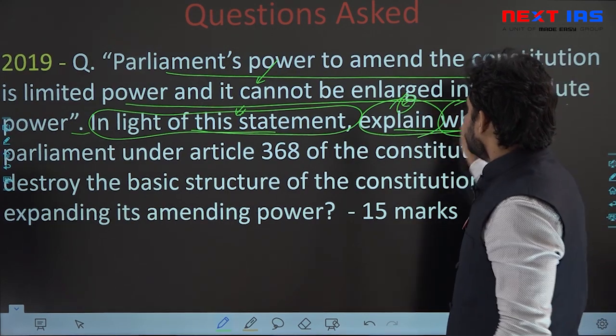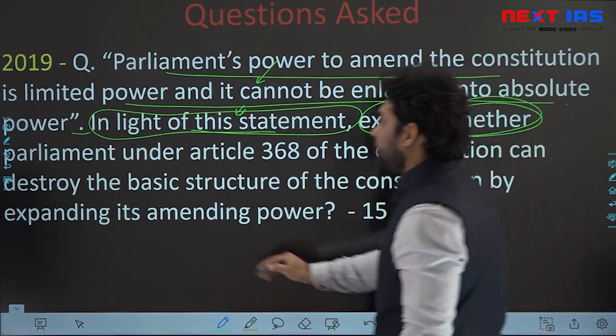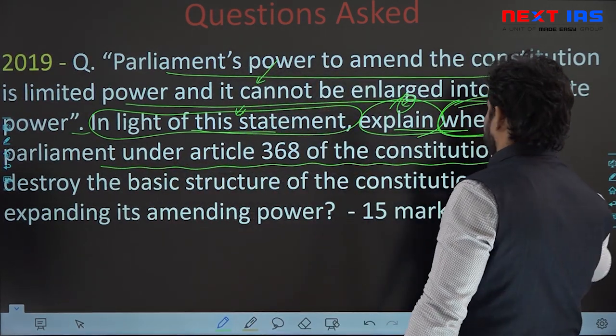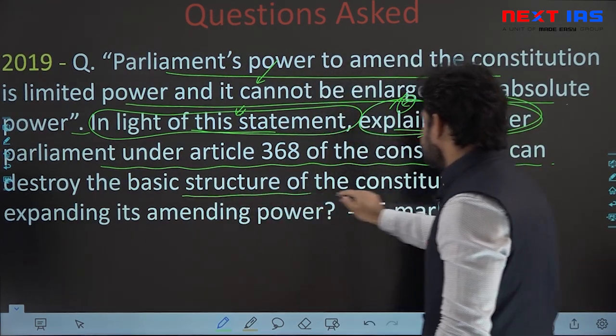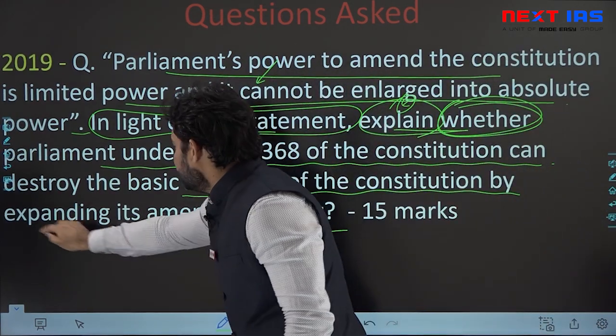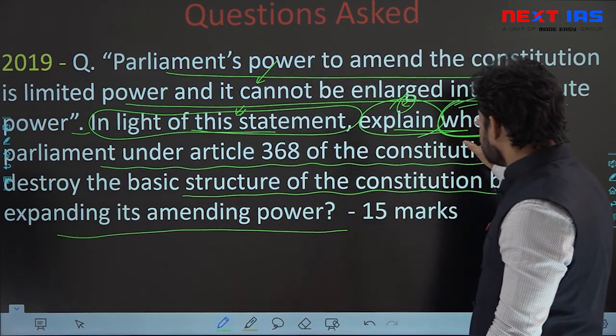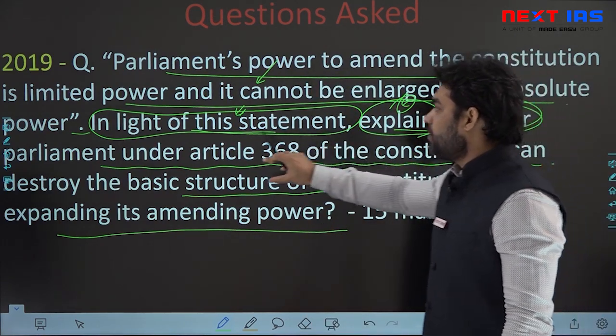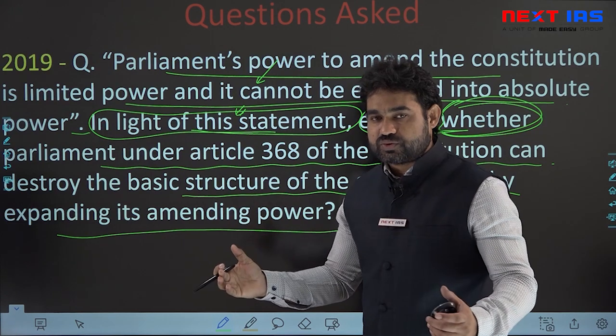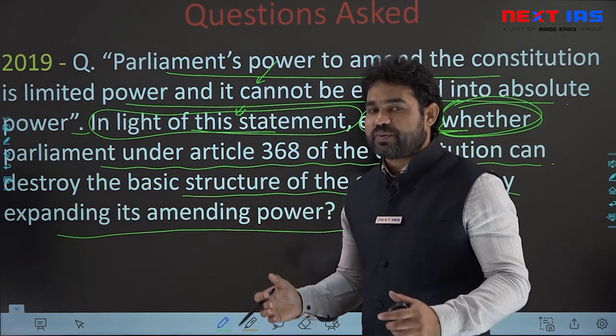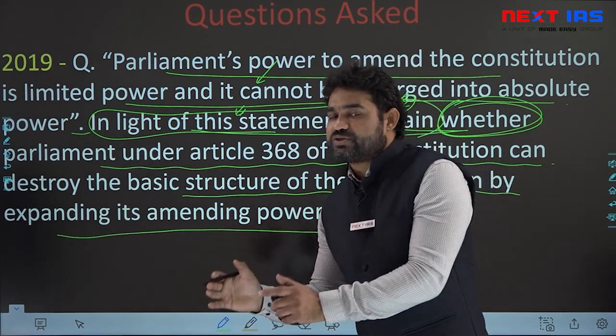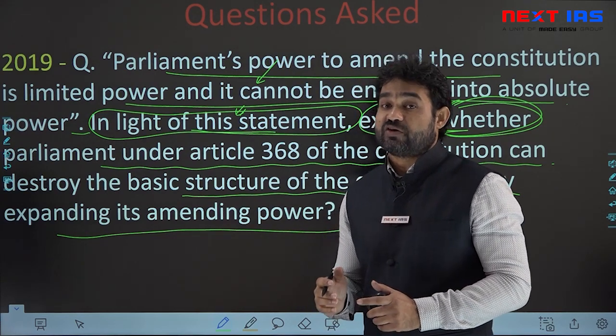So you explain, and the question is whether Parliament under Article 368 of the Constitution can destroy the basic structure of the Constitution by expanding its amending power. So now it's up to you to explain how. Suppose you're explaining that Parliament cannot destroy the basic structure of the Constitution of India, how?